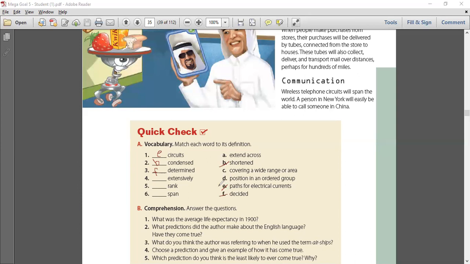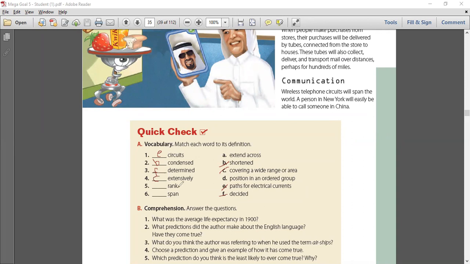Number 4, extensively. This thing is going to be extensively, for example, large or anything. Yes, Dana? C. Dana, did you answer or you just raise your hand? Yes? C. Oh, okay. Yes, extensively means covering a wide range of areas. So it's going to be C.